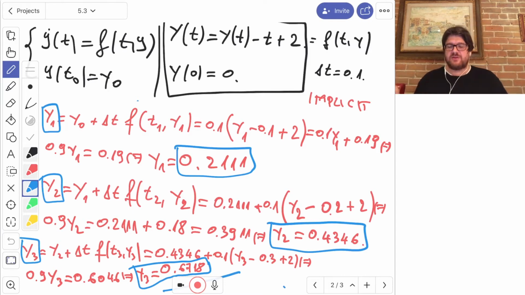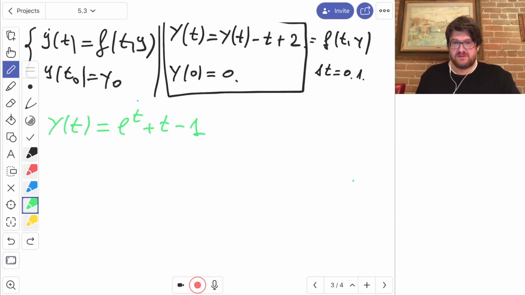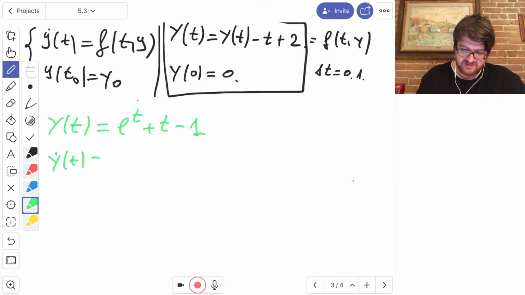But we still don't know which one is better or what's going on, and this is because we don't have the ground truth. But as it turns out, I have a surprise for you. I took this from a real function, y of t equals e to the t plus t minus 1. And I can prove it to you. So I take the derivative now. y prime of t equals e to the t plus 1.